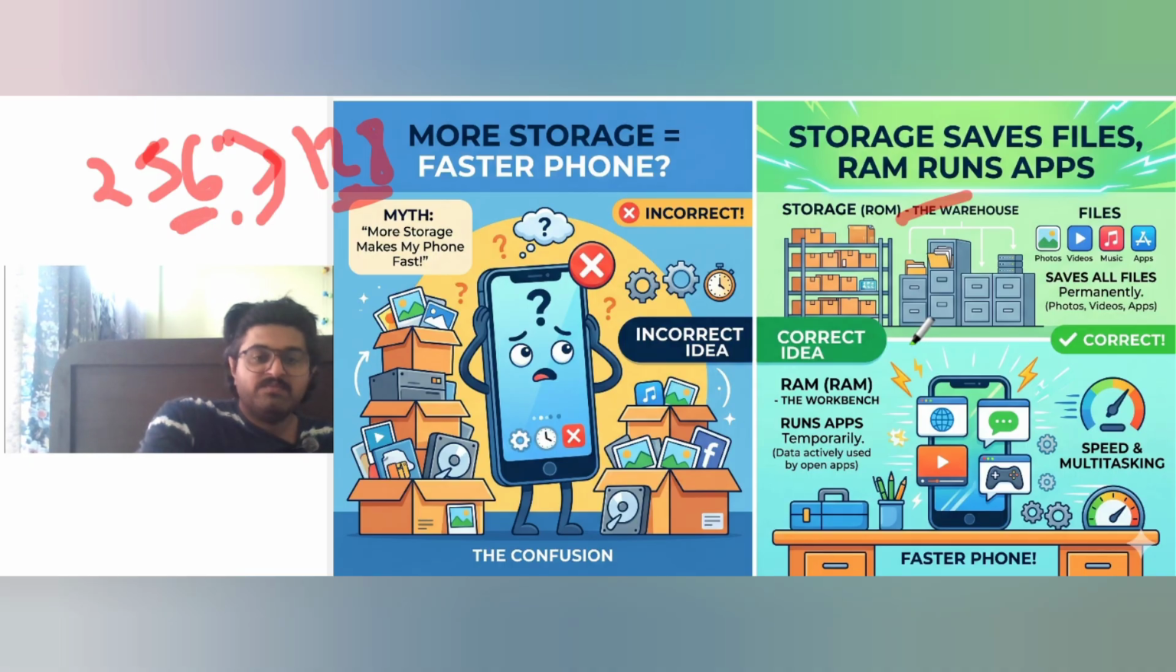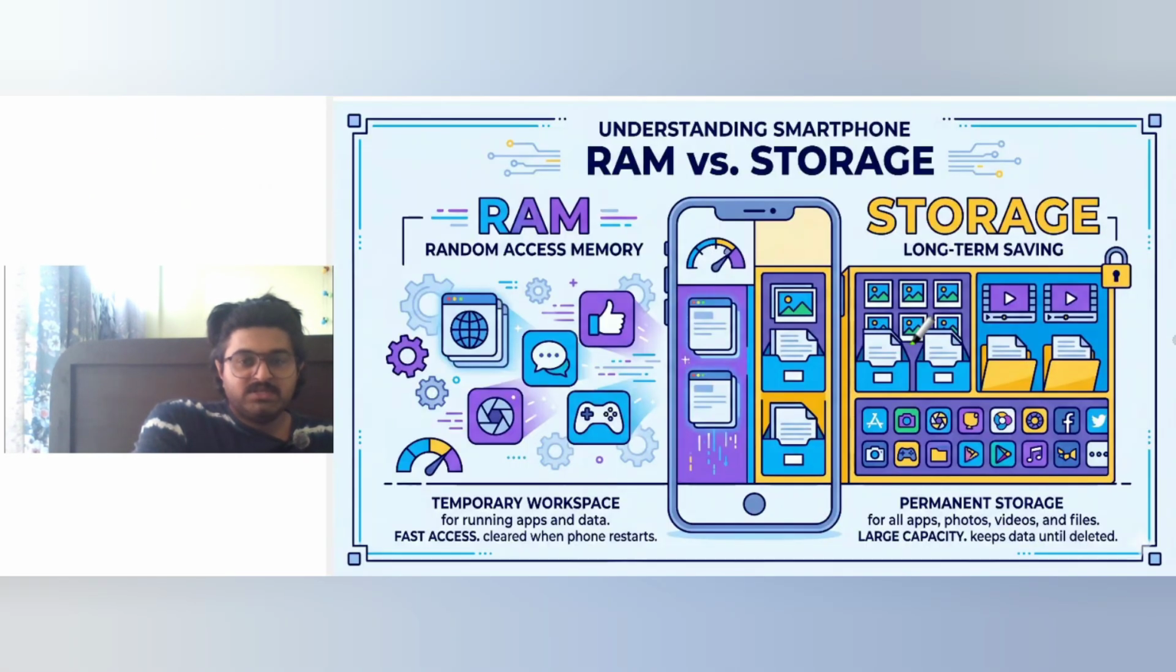Now, let us recap everything that we have understood today in this video. RAM is the temporary memory in which applications run. It helps in app switching and multitasking. Storage is the permanent space. It saves your photos, videos, applications, files, and downloads. In a phone with 8 GB of RAM and 128 GB of storage, 8 GB helps with active performance and the 128 GB helps you store more data. More storage does not always make your phone faster. Just remember this simple line: RAM is for running, storage is for saving.